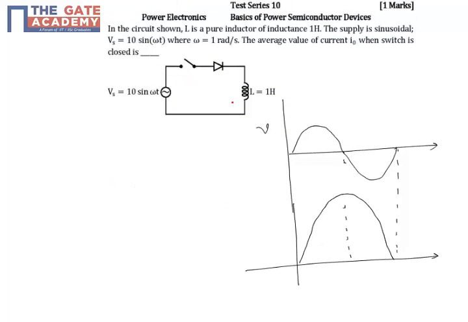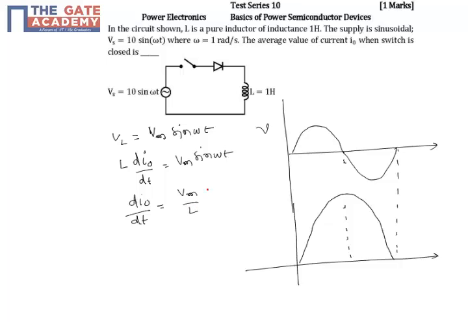When I close this switch, the voltage across the inductor is equal to 10, or I'll take this Vm, I'll substitute later, Vm sine of omega t. So what is VL? VL is nothing but L di naught by dt, which is equal to Vm sine of omega t. So di naught by dt is equal to Vm by L sine of omega t. So I naught is equal to the integral of Vm by L sine of omega t dt.